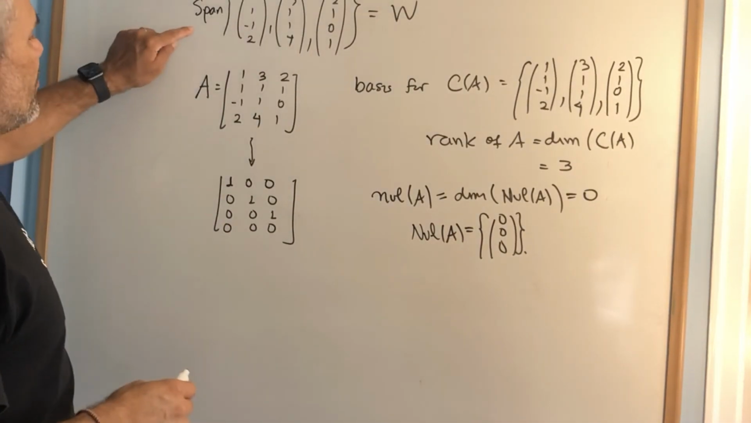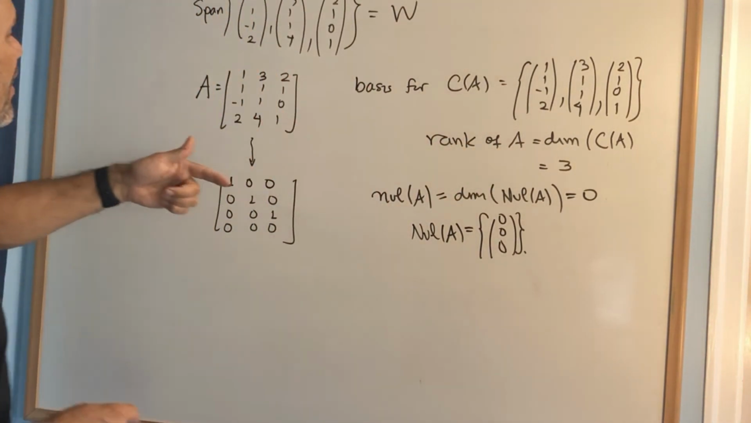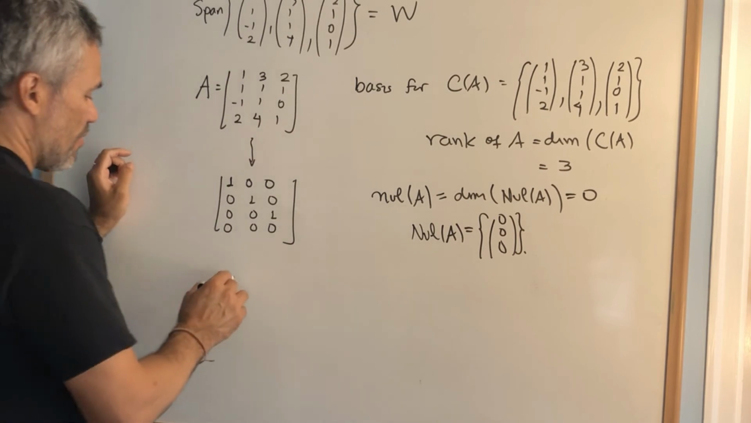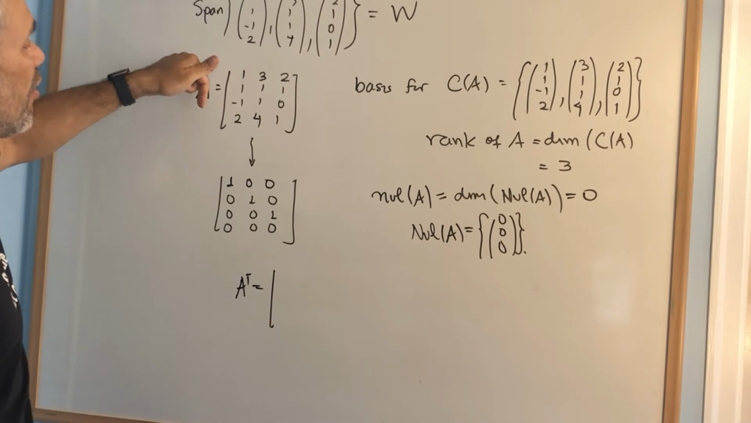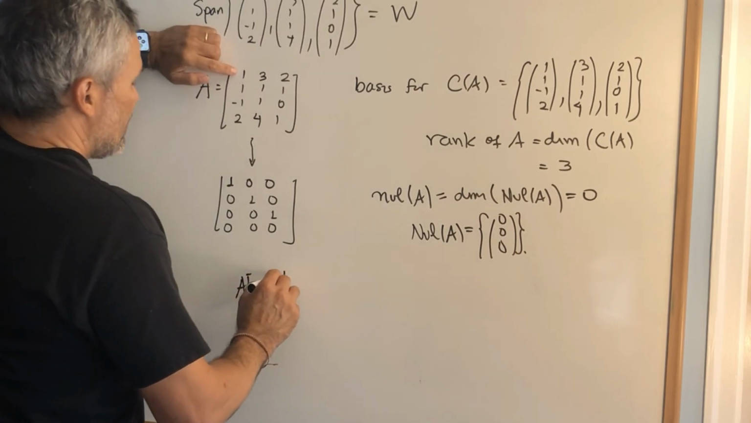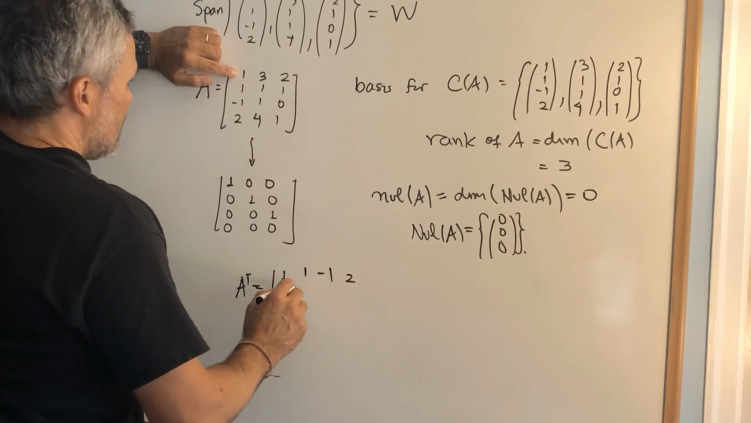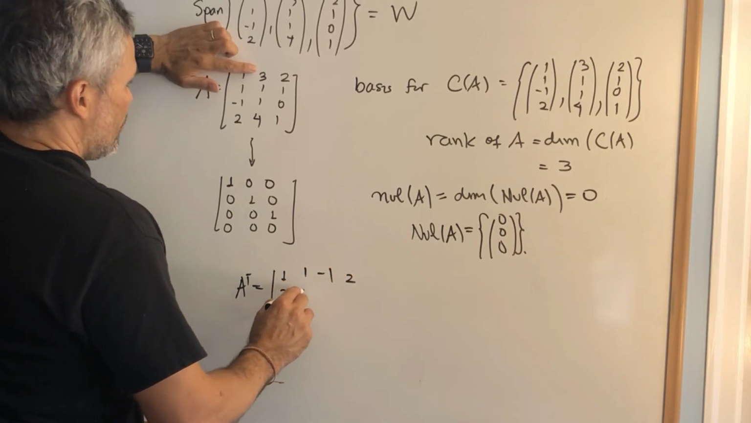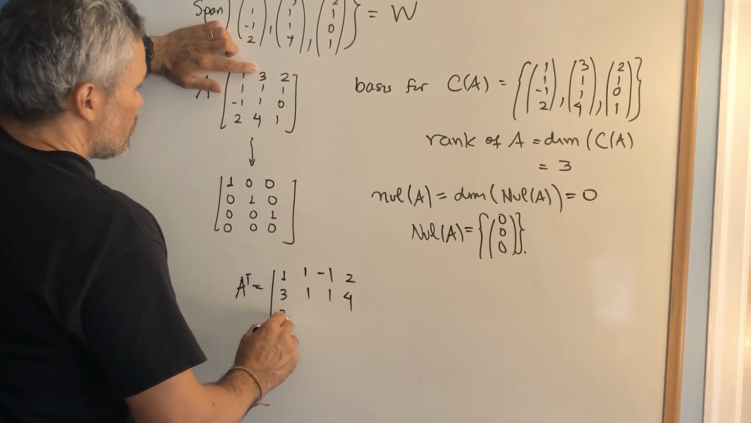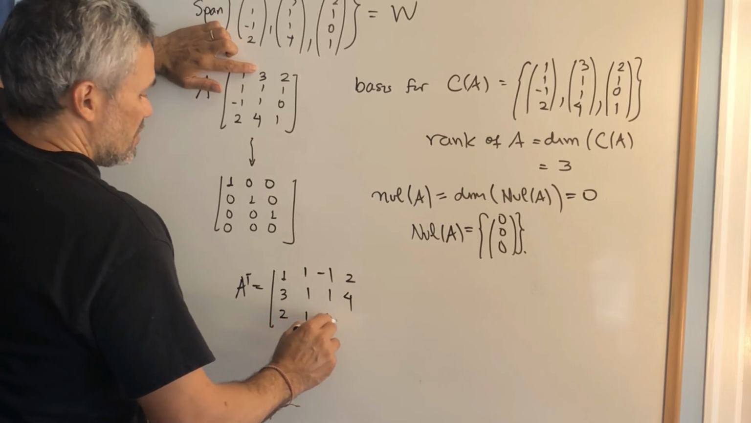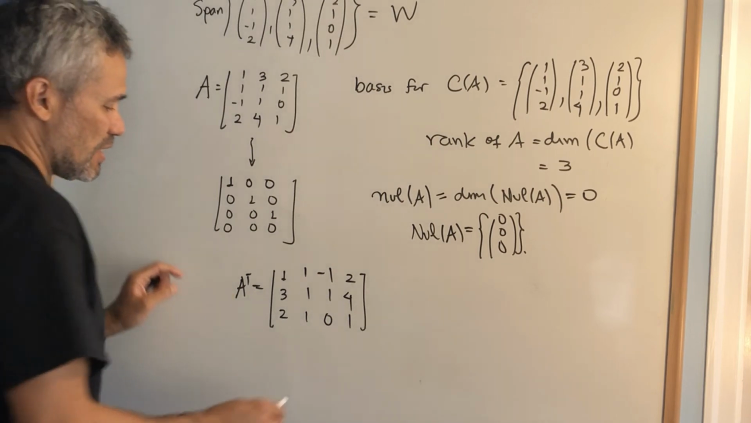An interesting observation is that the rank of a matrix is the same as the rank of the transpose of the matrix. Let me remind you that the transpose of a matrix is the matrix that we get when we change the columns with the rows. Then here I get the matrix 1, 1, negative 1, 2, 3, 1, 1, 4, 2, 1, 0, 1.